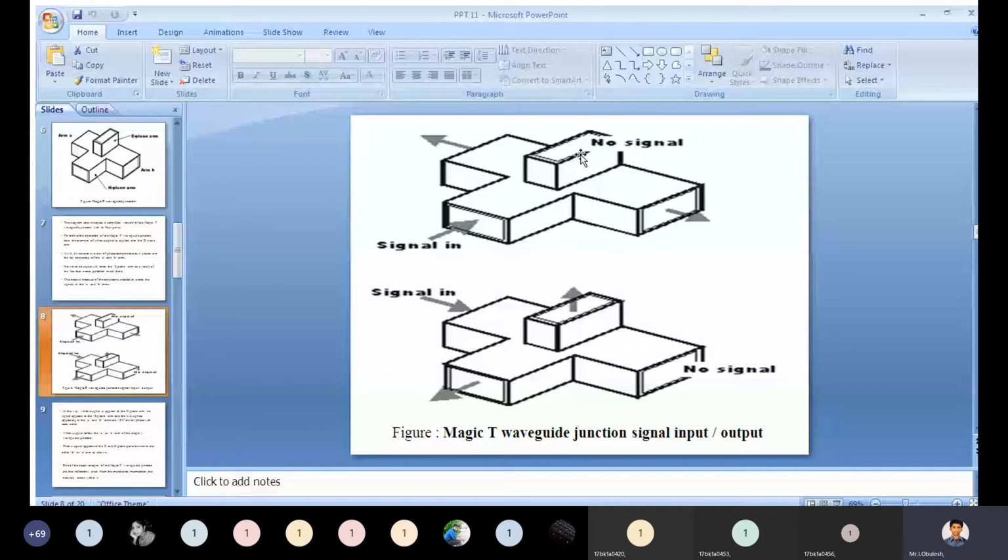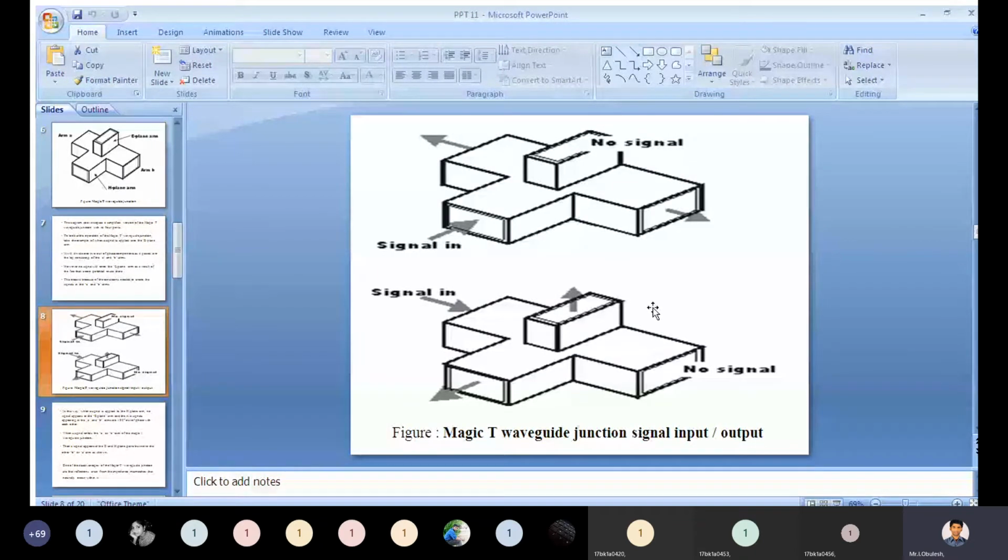When a signal is applied to the H plane arm, no signal appears at the E plane arm, and the two signals, what is the output we are getting from these two ports, coming from the A and B arms are 180 degrees out of phase with each other. You need to remember. Now no signal will be coming from or entering this E plane arm.